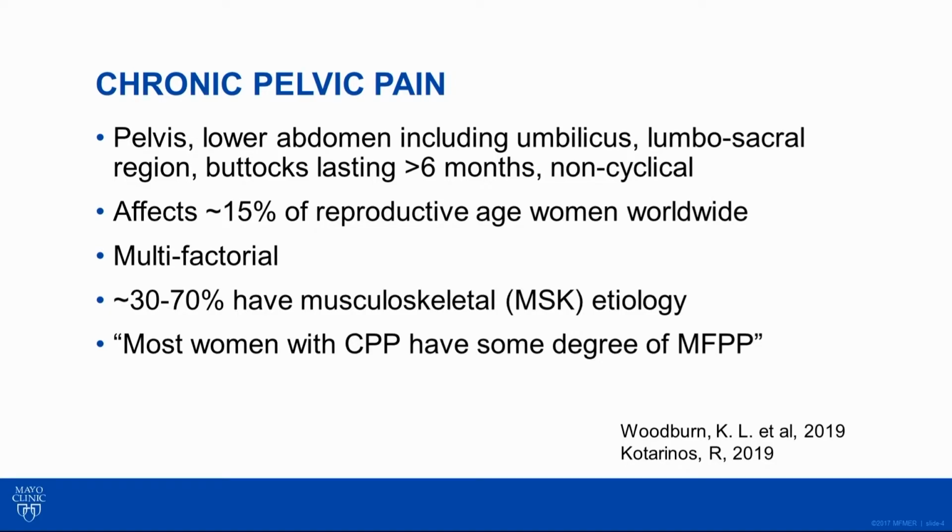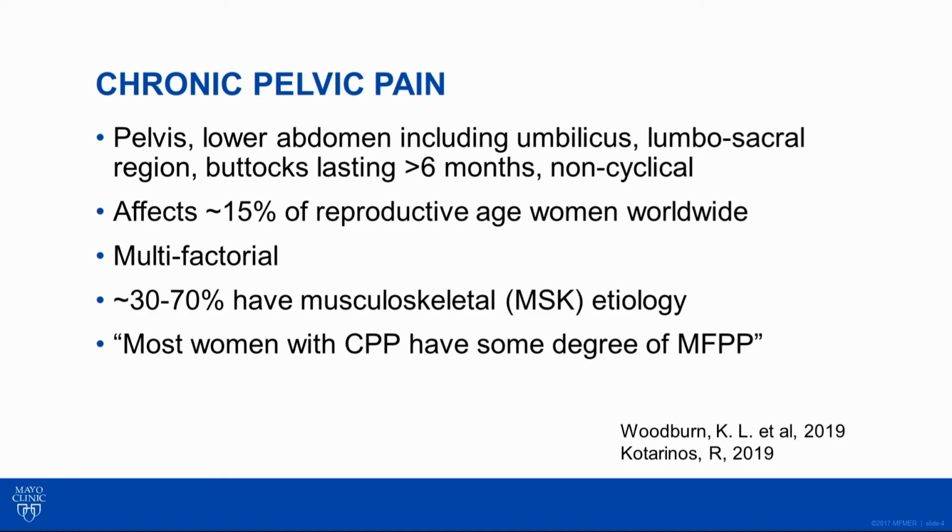So it's pain in the pelvis, in the lower abdomen, including umbilicus, can be in the buttocks, and it is typically over 6 months, and it's non-cyclical. It affects about 15% of women worldwide, reproductive age. And this is an important one, is multifactorial. And if you are a physician or a practitioner dealing with this, you would agree with me that it's complicated, right? There's many factors that play a role.